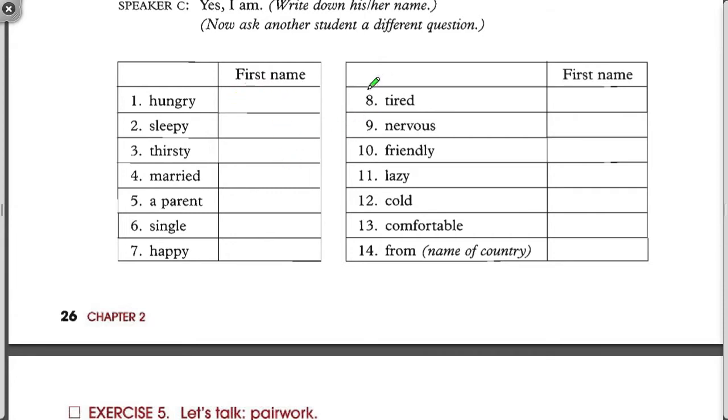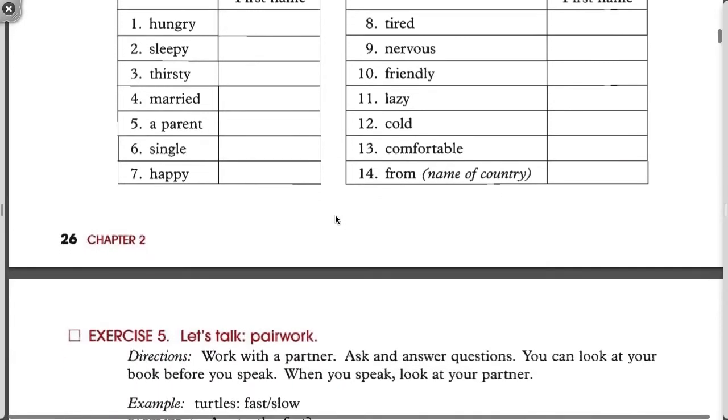Other examples, number 8, are you tired? Number 9, are you nervous? Number 10, are you friendly? Number 11, are you lazy? Number 12, are you cold? And number 13, are you comfortable? Okay, so please try those with a friend or a partner.